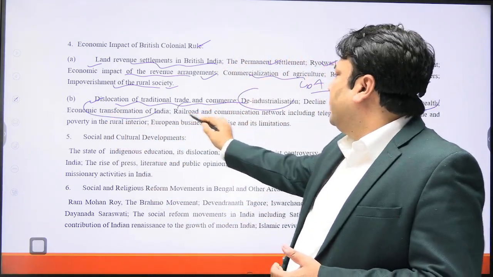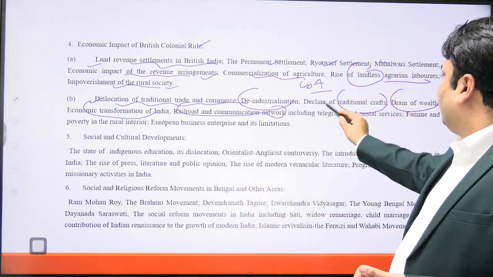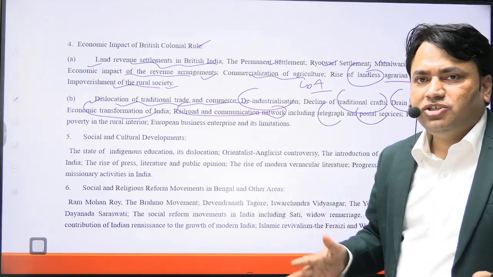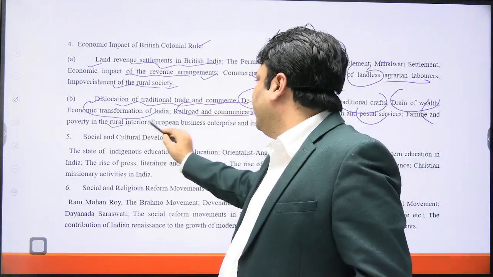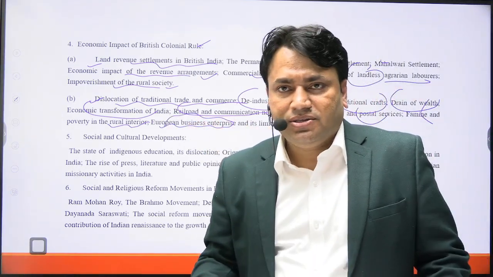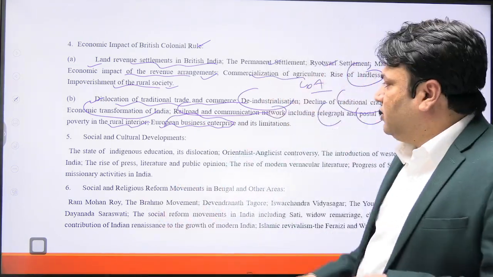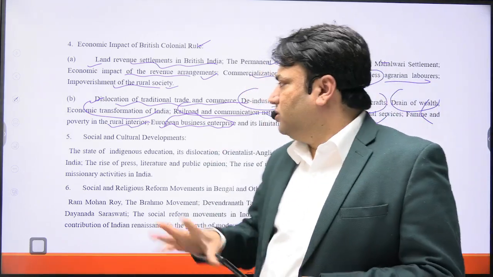Okay, the railroad and communication network developed by the British, including telegraph and postal services, and how it was helpful in the expansion of the colonial structure, famine and poverty in the rural interior, and European business enterprises, and what are its limitations, right? So all this we need to discuss. We need to develop an analytical approach, a critical outlook towards all these topics.